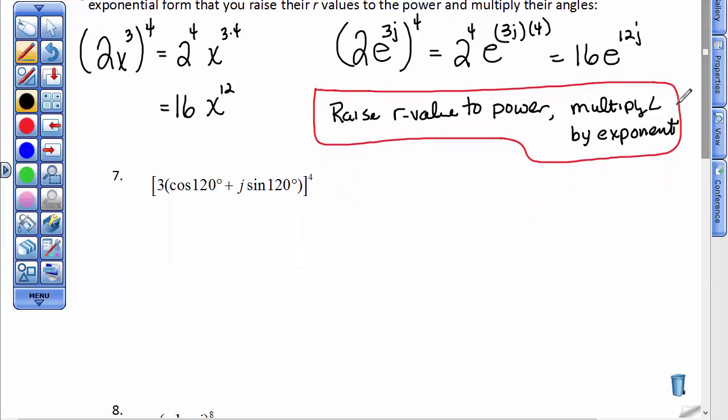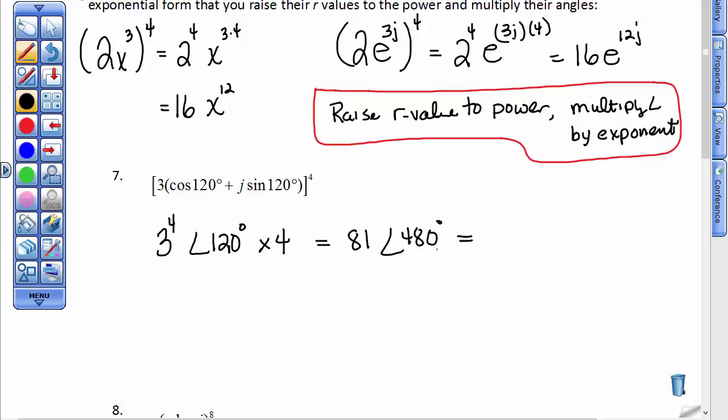So I'm going to raise 3 to the 4th power, but I'm going to multiply the 120 degrees by the exponent. I know that 3 to the 4th is 81, and then 120 degrees times 4 is 480 degrees. And don't forget, you really should reduce that to 81 at an angle of 120 degrees, because if you subtract a full circle from 480, you get 120.